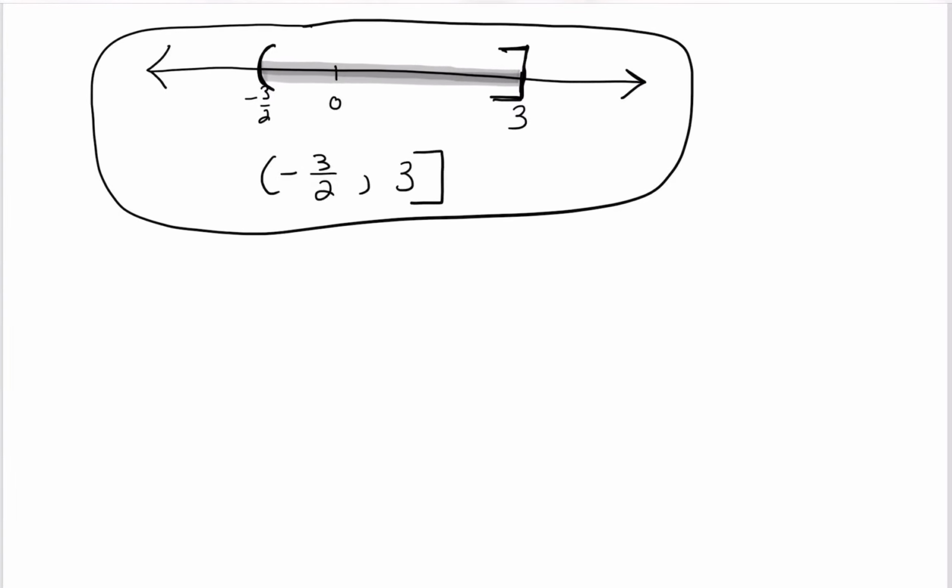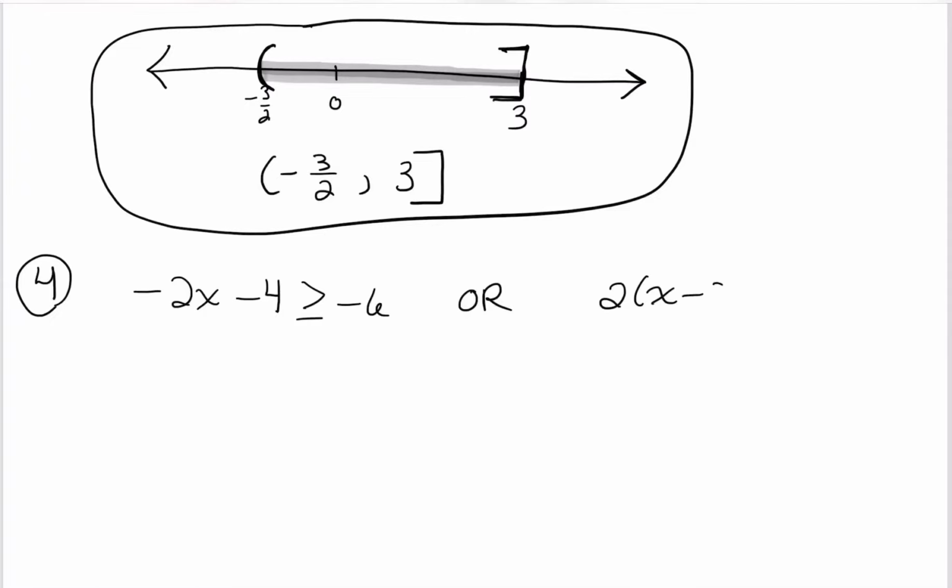All right, one more here. We're just going to do one part on this one. We won't do the thing where I'm always doing the and the or. So we're going to have two separate ones this time. Negative 2x minus 4 is greater than or equal to negative 6, or 2 quantity x minus 3 is less than 0. Okay, let's solve them both.